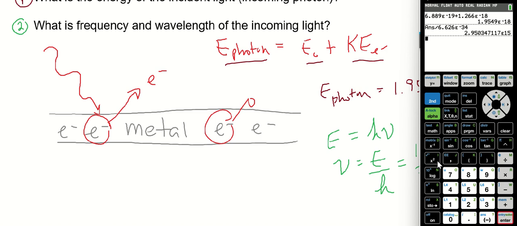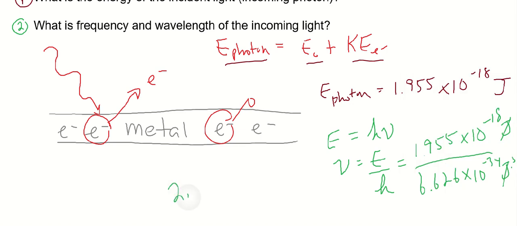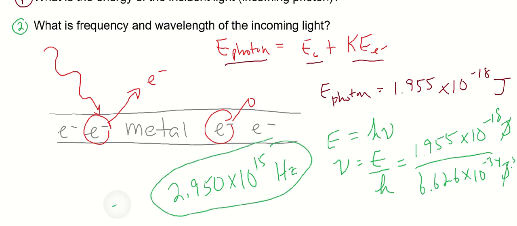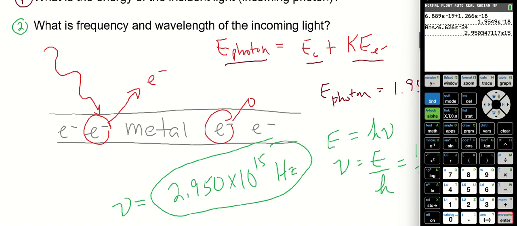And so 2.950 times 10 to the 15th, I think it was. And you can go with per second, or you can go with hertz. All right, so there's an answer to frequency. Let's make sure it's times 10 to the 15. Yep.